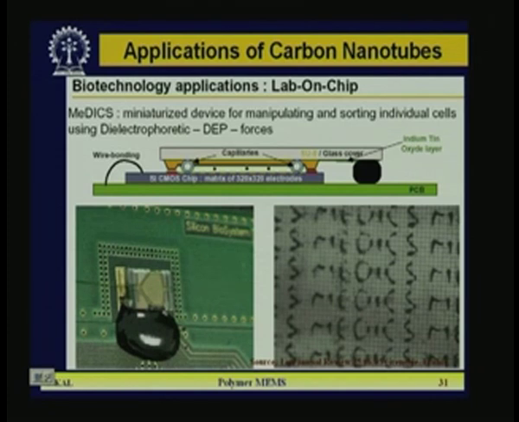One is the biotechnology application. There, a miniature device for manipulating and sorting individual cells using dielectrophoretic forces, which is called DEP forces. That means its purpose is sorting individual cells, which is known as lab on a chip, and sometimes people use the carbon nanotubes. The structure of the whole thing is like that.